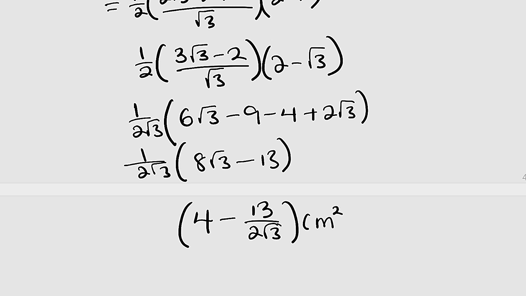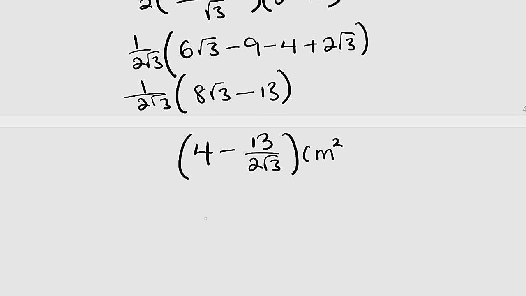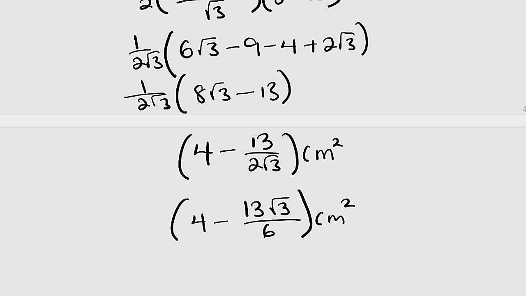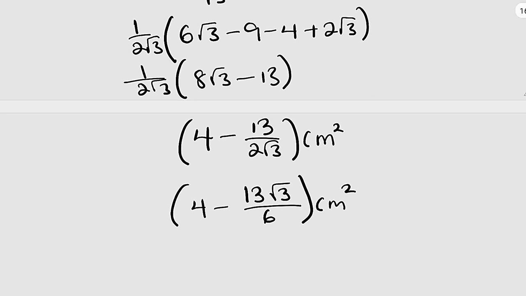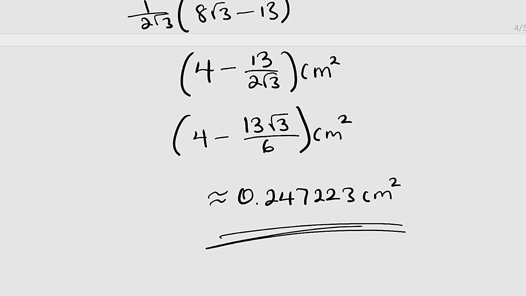Unless you don't want to see an irrational number at the bottom, you can rationalize it by multiplying the top and the bottom by root 3. So this will be 4 minus 13 times root 3, which is 13 root 3, divided by root 3 times root 3, which is 3, times 2 is 6, centimeter squared. This is the exact solution. But if you want to find the approximated solution, you can press this into your calculator, and this will be approximately equal to 0.247223 cm squared.